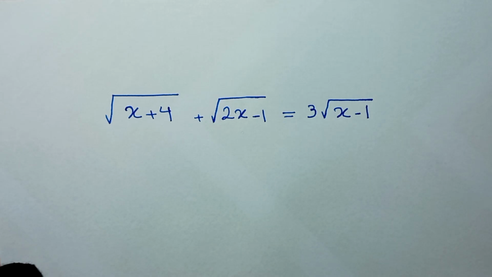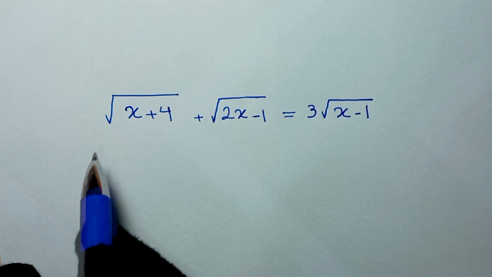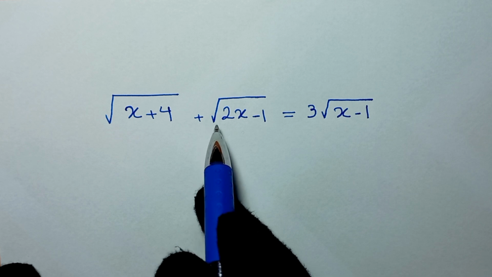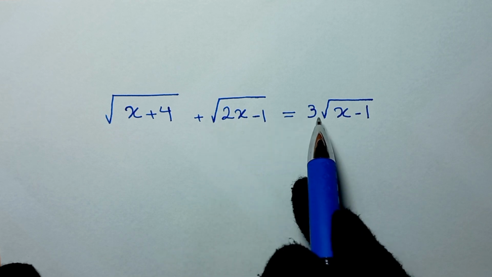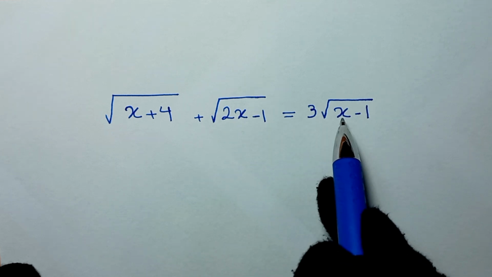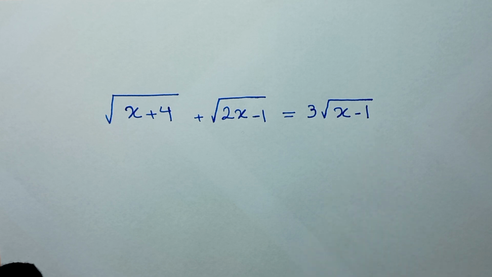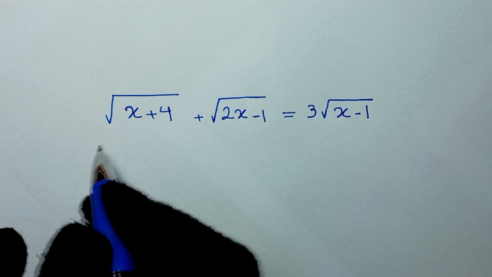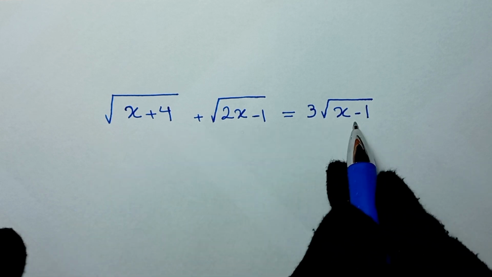Hello my friends, you're welcome to solve this math problem, which is square root of x plus 4 plus square root of 2x minus 1 is equal to 3 square root of x minus 1, to find the values of x. In the first step, we square both sides of this equation.